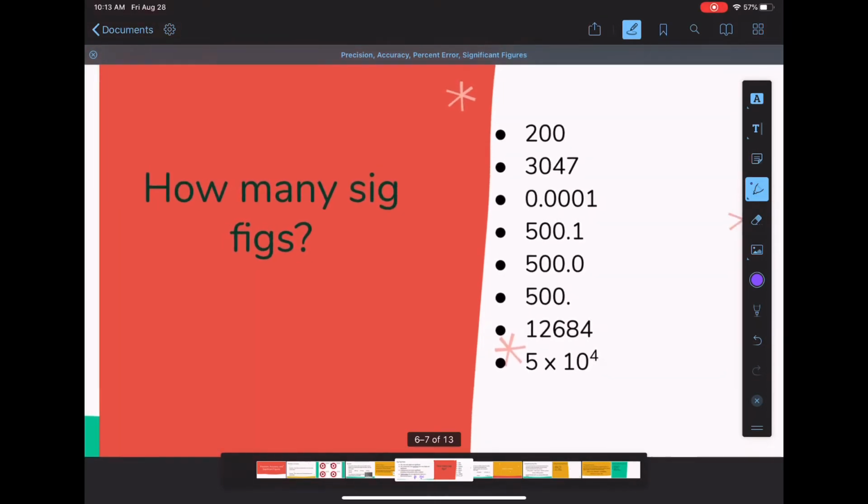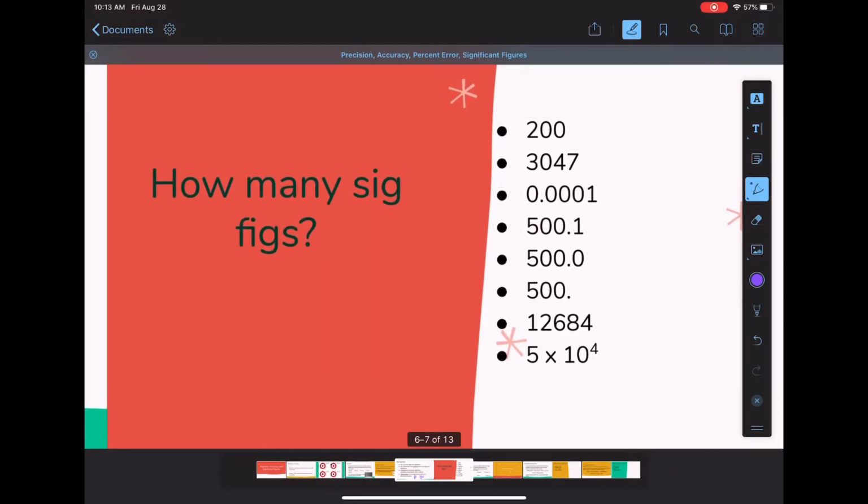So then we're going to come over here and I'm going to have you guys practice counting significant figures. So if you would like to pause the video now, go ahead and pause it and see if you can count the sig figs in each of these numbers down here, and I will come back with you and we'll count them together.